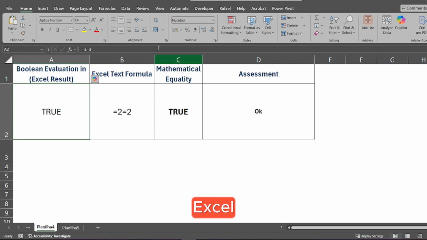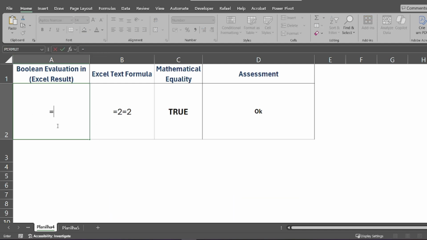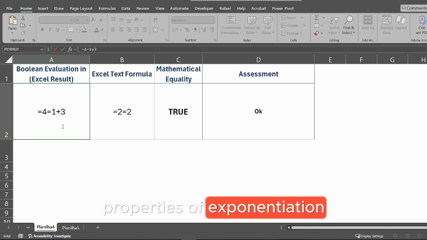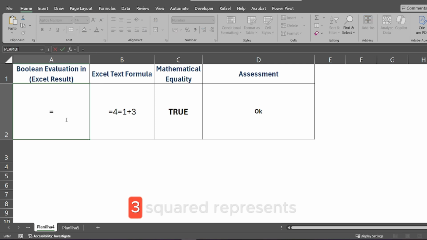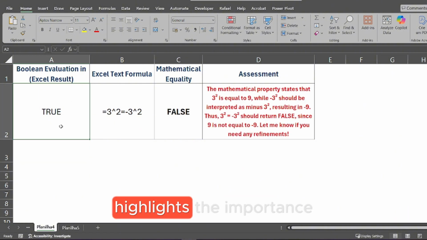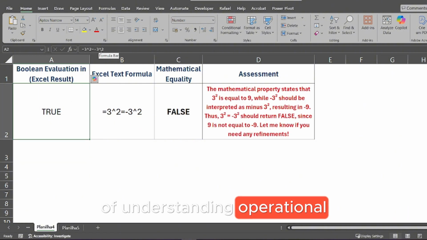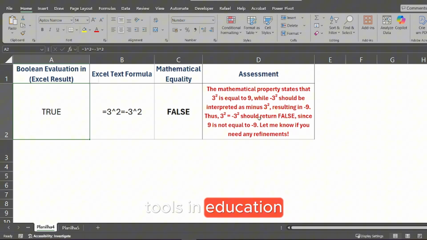The behavior of Excel in evaluating 3 squared equals negative 3 squared as true can lead to incorrect interpretations in mathematical education. According to the properties of exponentiation, 3 squared equals 9, while negative 3 squared represents minus 9, making the equality false.